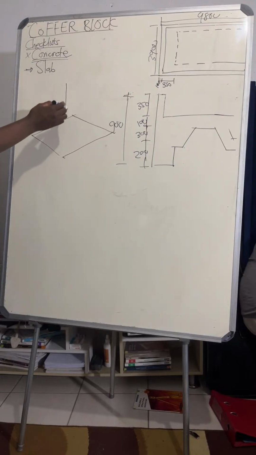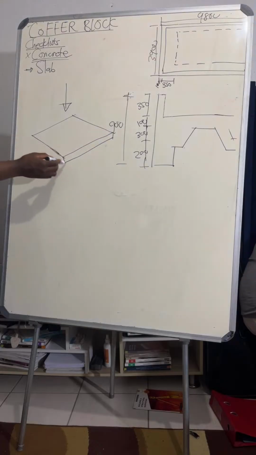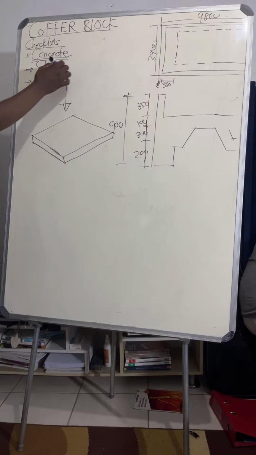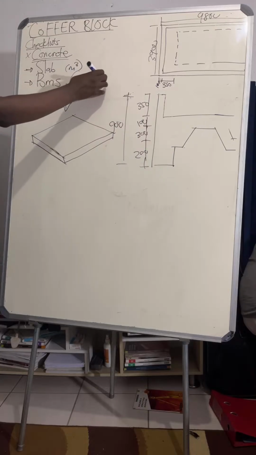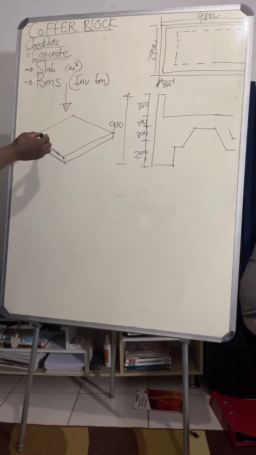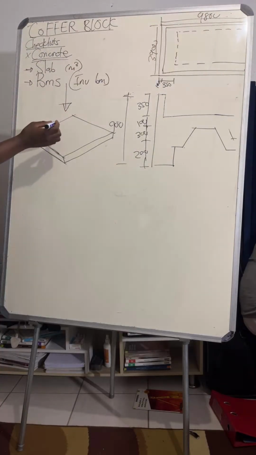You are standing from the top. This is a top view, so this is what you see. Okay, this is a slab that you see. But on top of the slab there are beams. What is this beam? The beam is an inverted beam. I will talk about the inverted beam. It's like a ring beam. So that's why from the top view, it's like this.